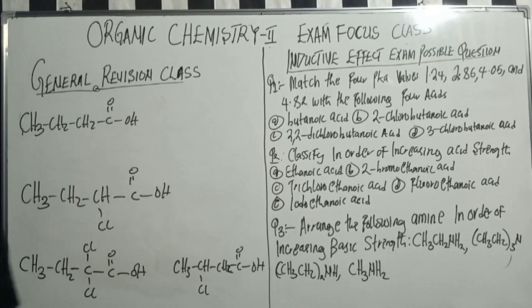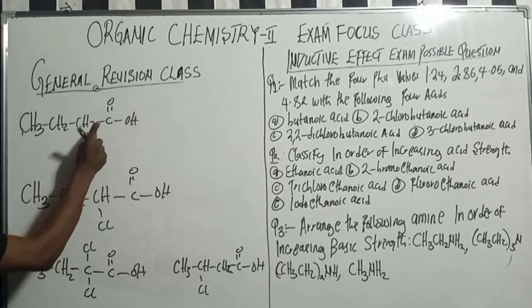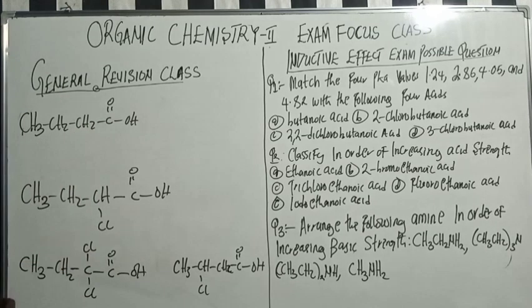The four acids, right? Now, if you check very well, you can see that they all have four carbon atoms: one, two, three, four. They're all butanoic acid. The only difference is the chlorine group here. Here we have one, here two, here one, and here one on the third carbon.